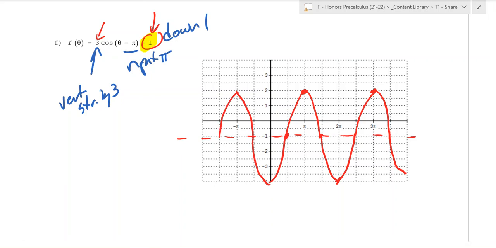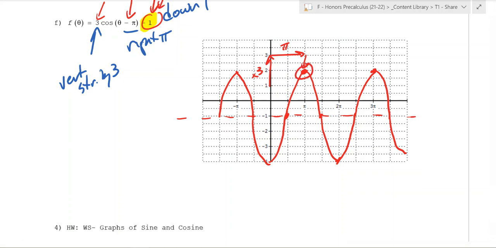But just to recap, cosine would normally start at 1. This graph stretches it by 3, so it goes up to 3, but then it goes right by pi, which is there, and then it goes down 1 because of that -1. That's why we started there instead of at 0, 1. This just takes practice. Make some up, test it out on Desmos, and see how you do when you do it by hand.